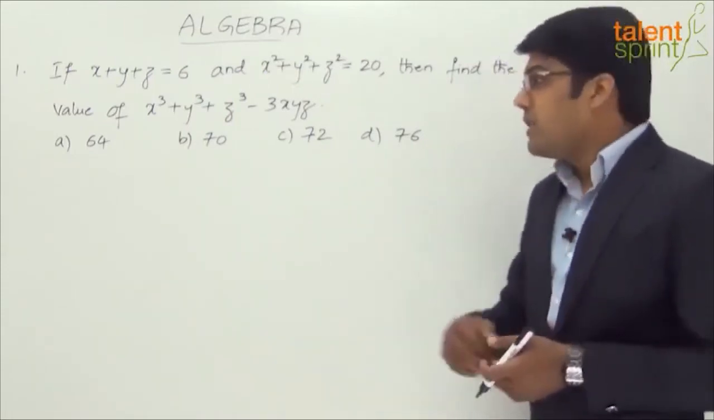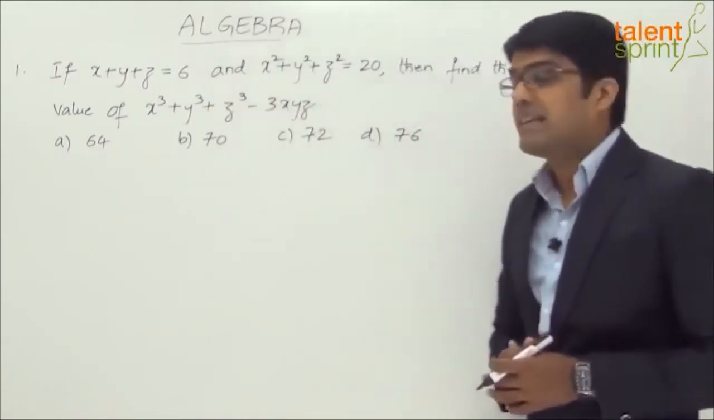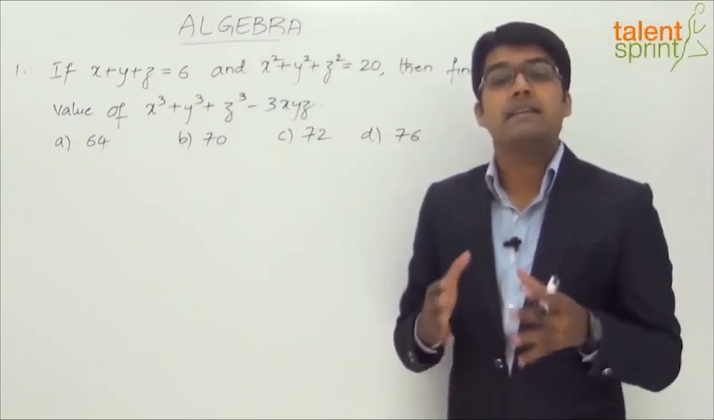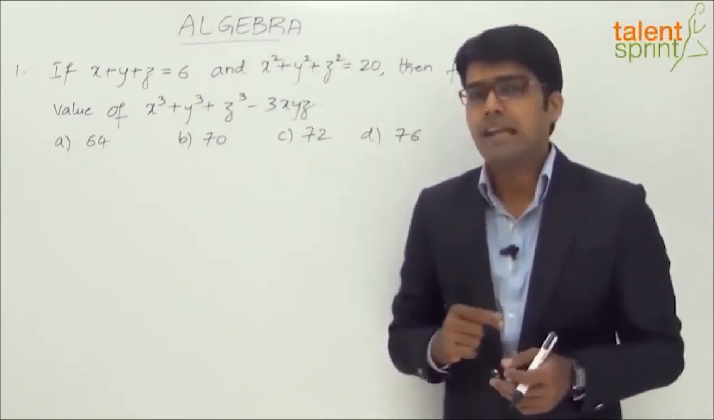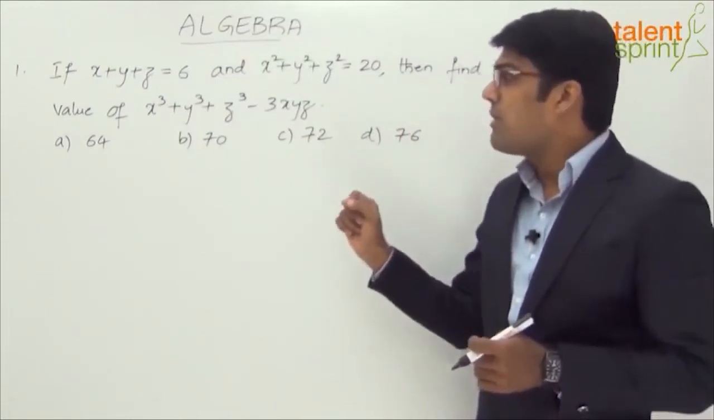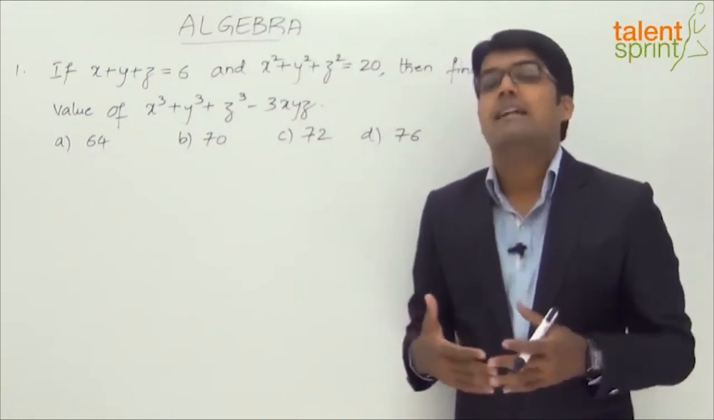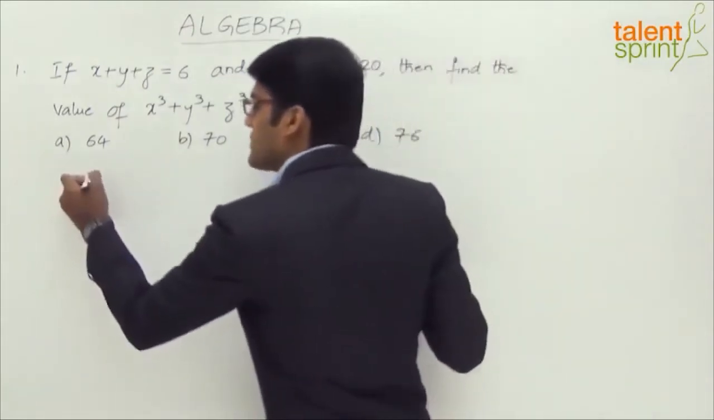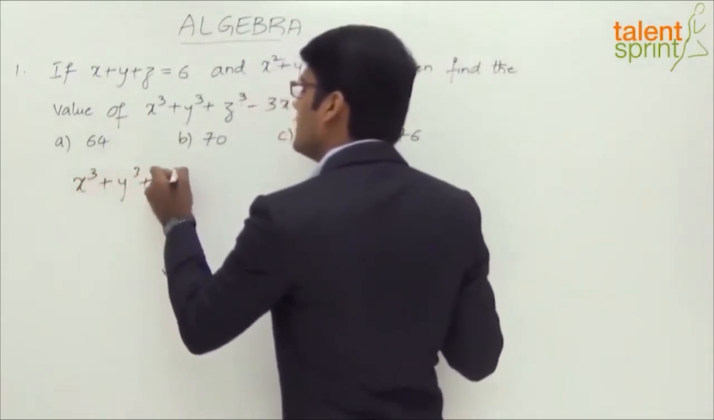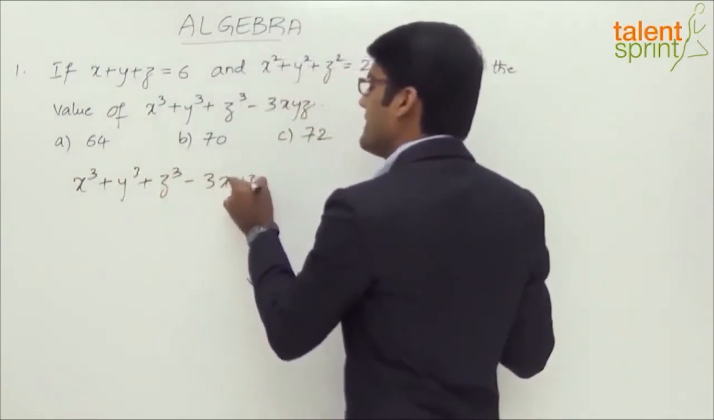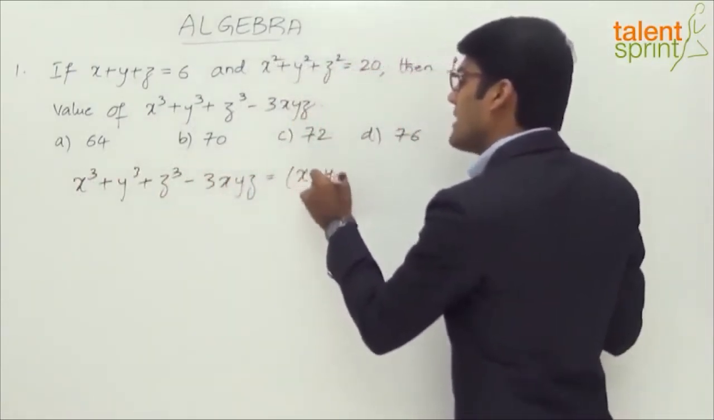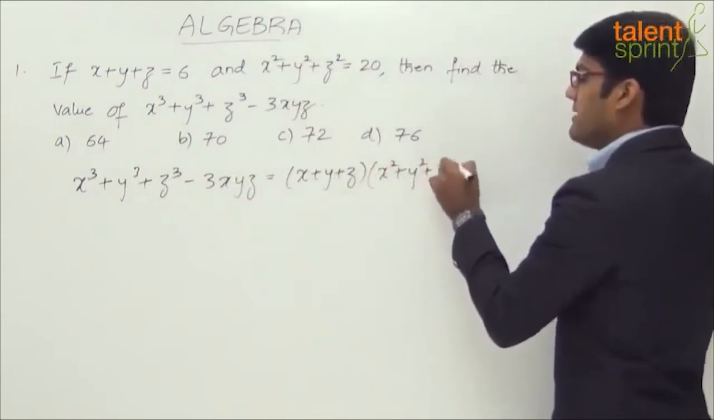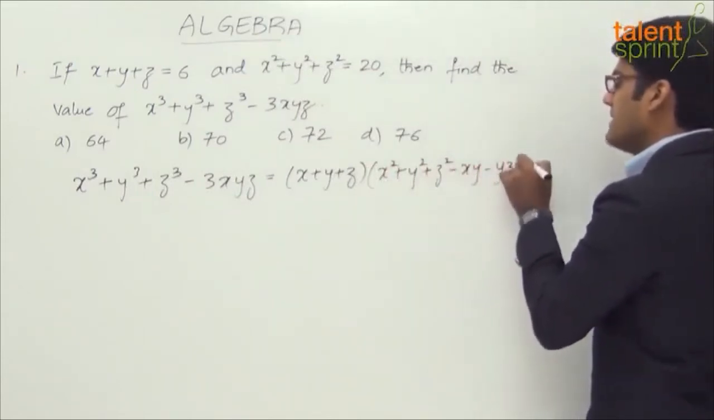Well, all we need to do is look at the given expression x cube plus y cube plus z cube minus 3xyz and check if it can be obtained from any of the identities that we have learned earlier. Now if you recollect, x cube plus y cube plus z cube minus 3xyz is one of the identities that we have taken in the given list of algebraic identities, right? It can be expressed as follows: x cube plus y cube plus z cube minus 3xyz will be equal to x plus y plus z into x squared plus y squared plus z squared minus xy minus yz minus zx.